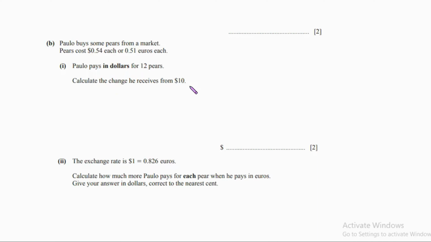Now in this case, to find the change he receives, he pays in dollars. That means each pear is going to be $0.54. We need to check how much that is going to be for 12 pears. So I need to multiply this 12 by 0.54. When I do that, I get $6.48. So this is the amount that he has to pay. And we need to check how much change he receives if he pays $10. So to calculate that, from 10, I need to deduct this 6.48. So when I do that, I end up getting $3.52. So this is the amount he receives as the change.